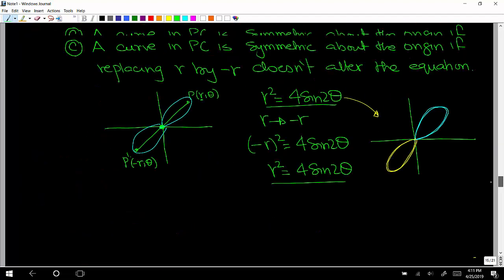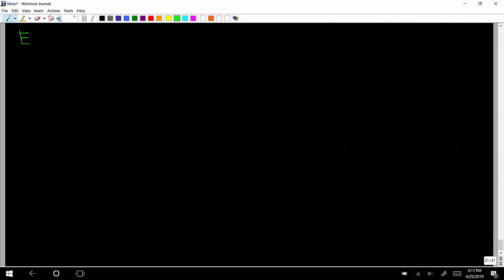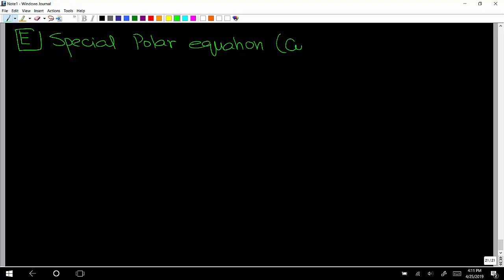Let's take a look at some special polar curves. You should recognize some curves because they're special. Let's talk about special polar equations or curves, whatever you want to call them. They're special equations that result in special curves. Okay, so the first one we're going to talk about, and these you should recognize, is called a rose curve. Actually, let's start with a circle.